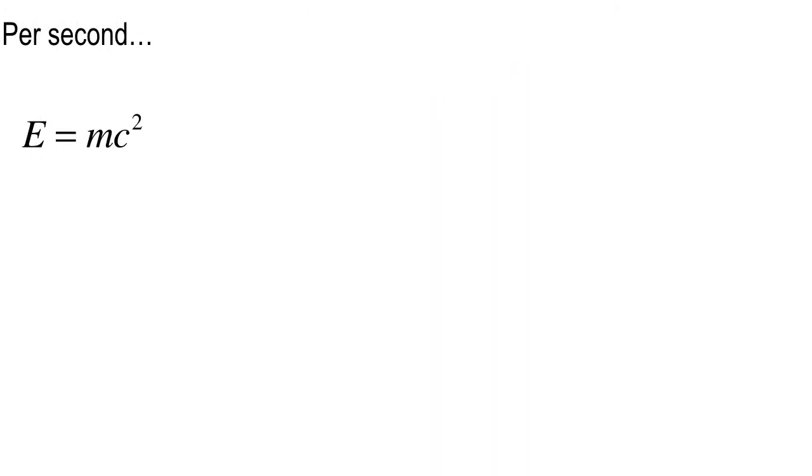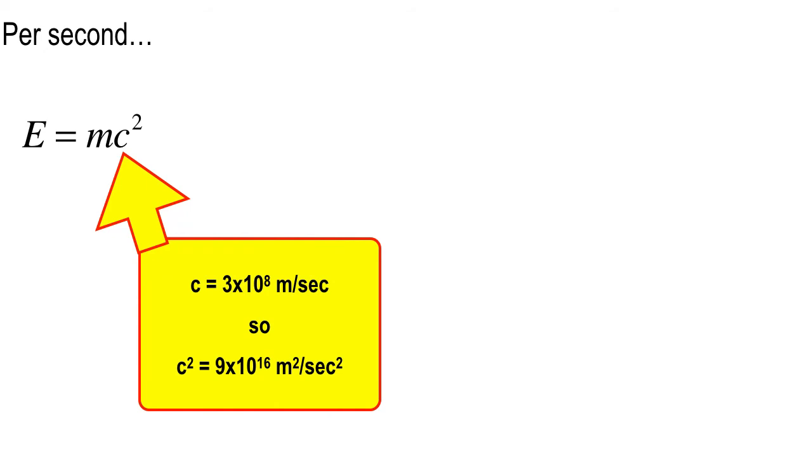All right, so E equals mc squared. So per second, we're going to put in that last figure in the m there, and then we're going to multiply by c squared. c is 3 times 10 to the 8 meters per second. So the square of that is 9 times 10 to the 16 meters squared per second squared. Okay? So jot that down carefully somewhere to the side.